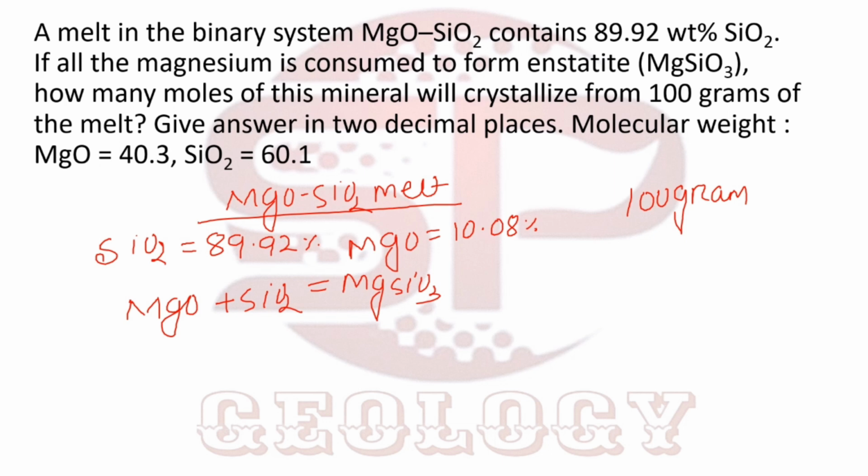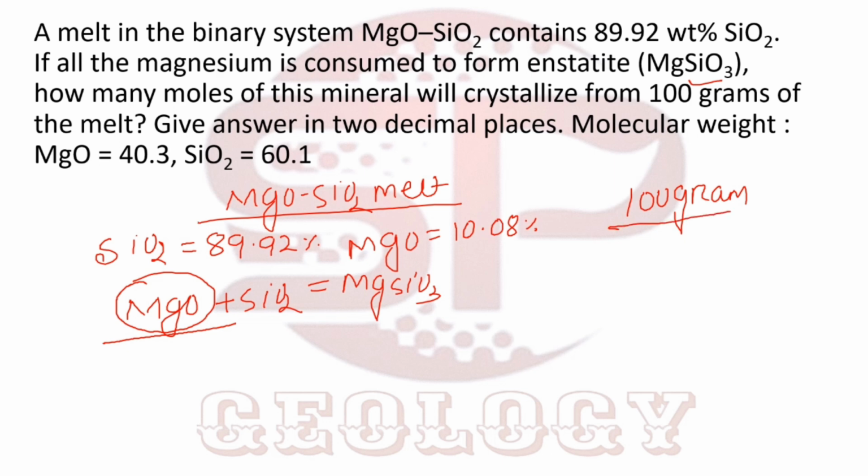That means 1 mole of MgO produces 1 mole of MgSiO3. So the number of moles of MgO present in this 100 gram of melt will produce that many moles of MgSiO3. As many moles of MgO there are, that many moles of MgSiO3 will be produced. So we have to find out how many moles of MgO are present in 100 grams of the melt.